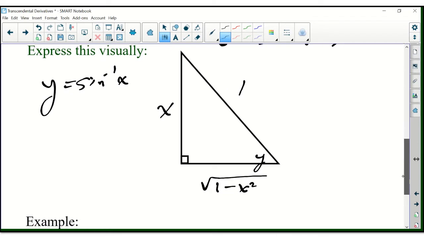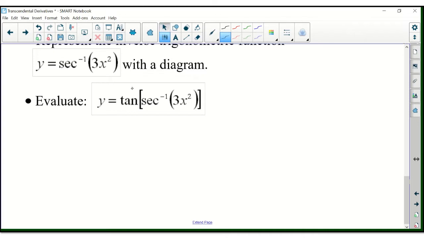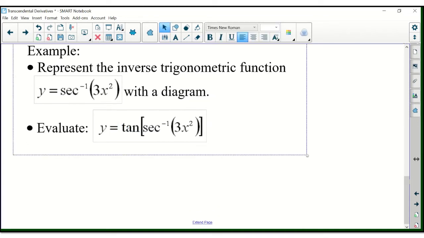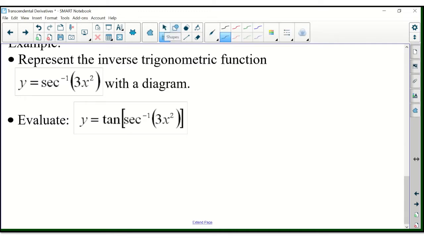So for example, it says represent the inverse trig function of y equals inverse secant 3x squared with a diagram. Get this out of my way. Why is this all grouped together? Anyway, let's do this top one. There's two questions jammed together here.